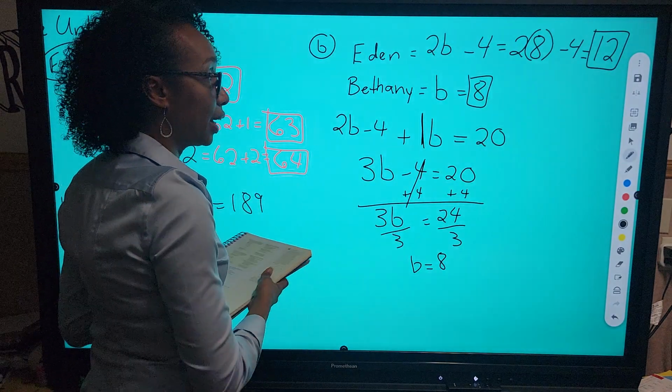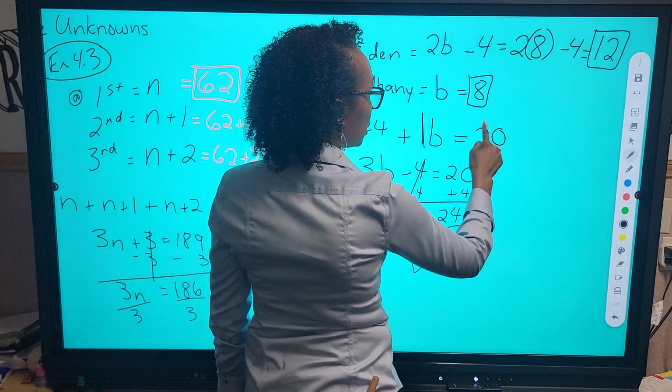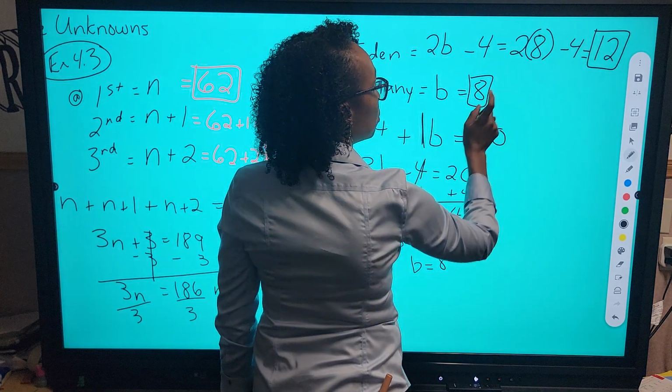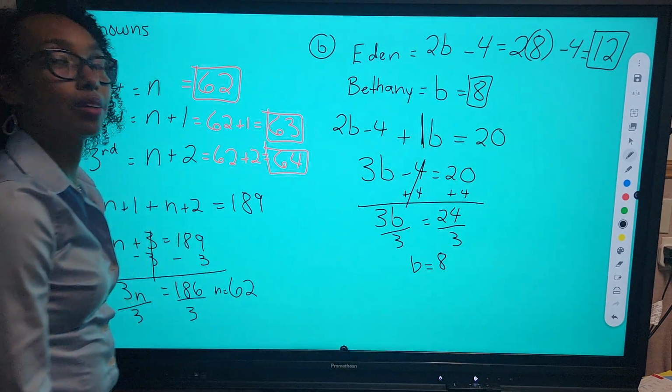And our way to check it would be to find out, well, does it really come up with a sum of 20? 12 plus 8 equals 20. So yes, it does check.